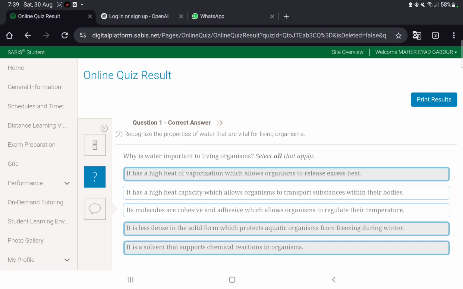It is a solvent that supports chemical reactions in organisms. Obviously, water is a universal solvent, and it supports all chemical reactions in organisms. The whole reason we have chemical reactions inside our bodies and in all bodies of all living things is because of water, because it is the thing that is supporting it.